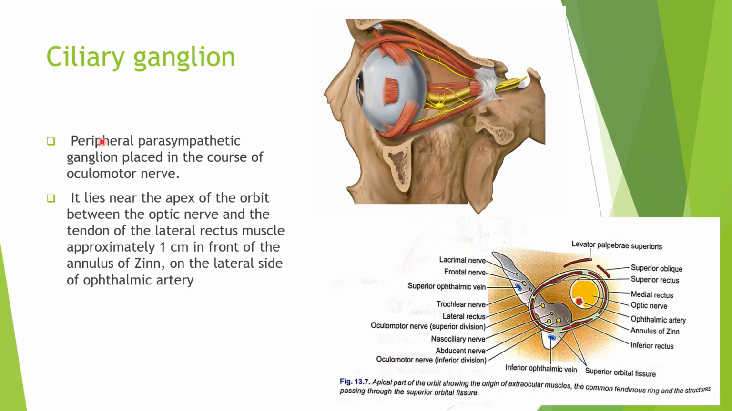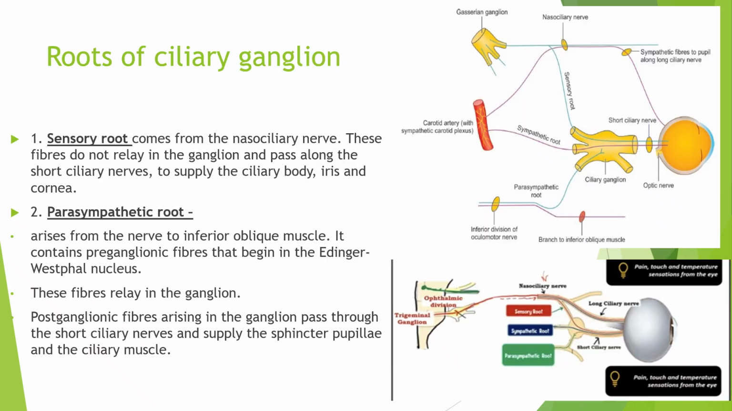Now, the ciliary ganglion is a peripheral parasympathetic ganglion which is placed in the course of the oculomotor nerve. It lies near the apex of the orbit between the optic nerve and the tendon of the lateral rectus muscle, approximately 1 centimeter in front of the annulus of Zinn on the lateral side of the ophthalmic artery. Now, the roots of the ciliary ganglion: the sensory root comes from the nasociliary nerve. These fibers do not relay in the ciliary ganglion and they pass along the short ciliary nerves to supply the ciliary body, iris, and cornea.